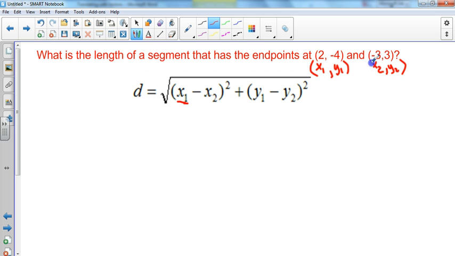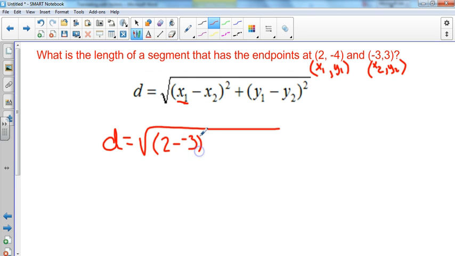And now it just becomes substitution in our formula. So the distance, or the length of this segment, or the distance between those two points, is going to be the square root of x1, which we're calling 2. We're going to subtract the other x-coordinate, so minus -3, squared, due to Pythagorean's theorem, plus we're going to take y1, which we're calling -4, and we're going to subtract off the other y-coordinate 3 and square it, just plugging in our points based off of what we identified.